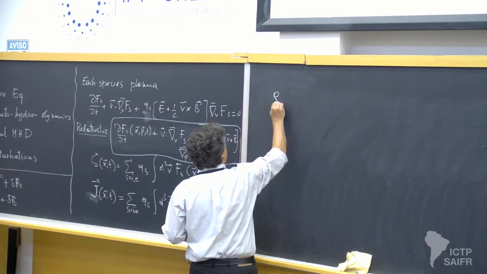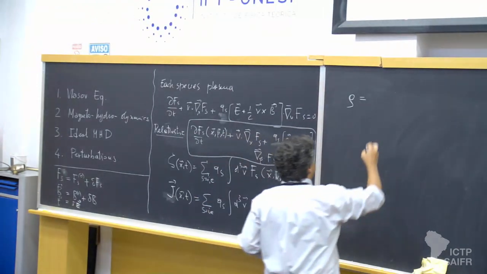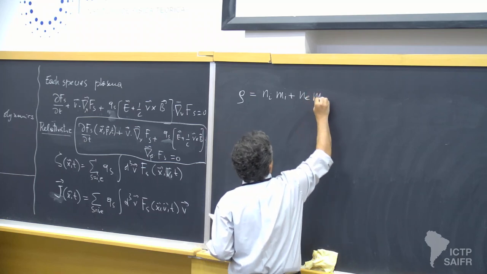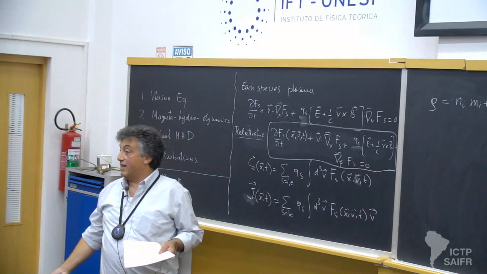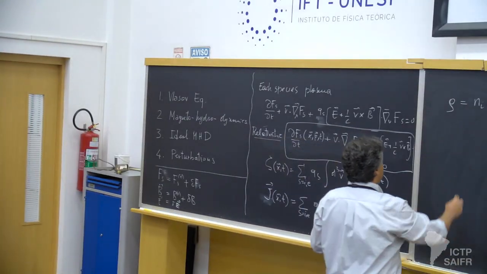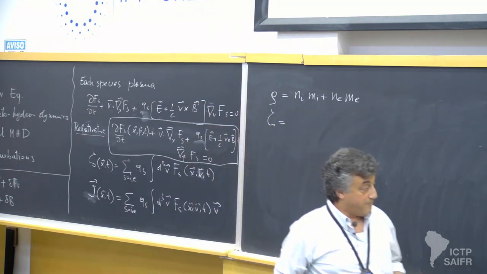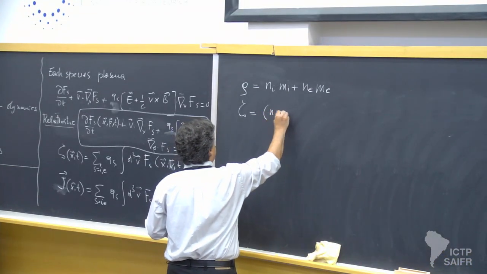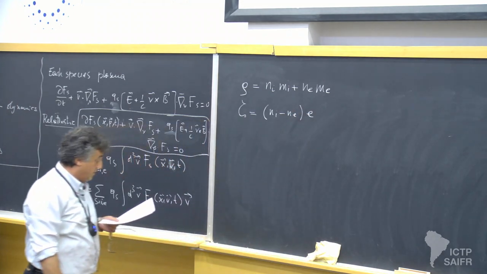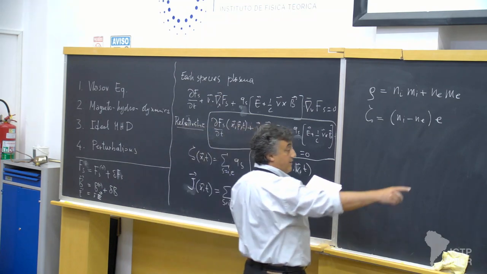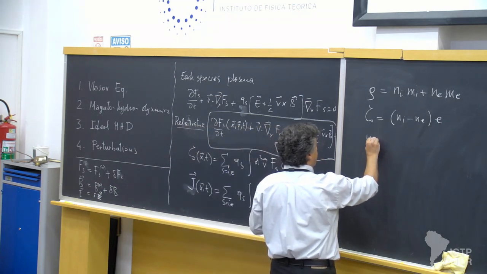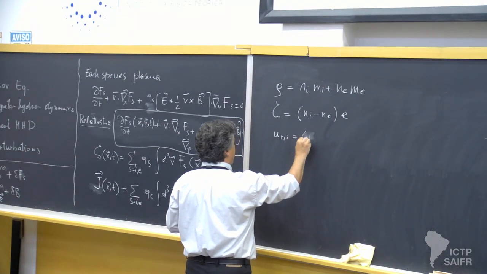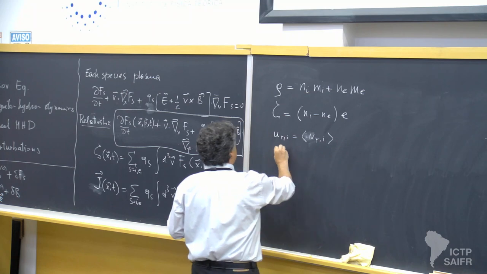Okay. So, for instance, what is the density of the plasma? Well, it is the density of the ions times the mass of the ions, plus the density of the electrons times the mass of the electrons, no? That's what I can measure. It's the total density of the gas. At the same time, the charge density in my system is the density of the ions minus the density of the electrons times the charge, no? Moreover, we defined those UR, but in reality, I should say a UR of the ions and a UR of the electrons. So this is the mean value of the VR of the ions, and I have a similar thing for the electrons.